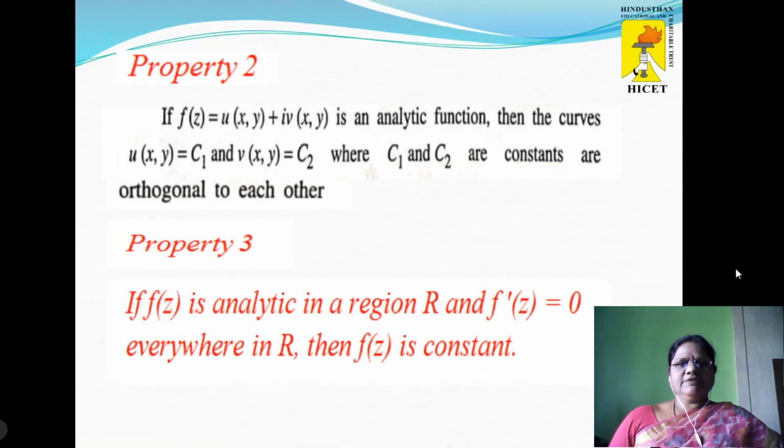Property 2. If f of z equal to u of x comma y plus i into v of x comma y is an analytic function, then the curves u of xy equal to c1 and v of xy equal to c2, where c1 and c2 are constants, are orthogonal to each other. That is, the product of the slopes must be equal to -1. Property 3. If f of z is analytic in a region R and f dash of z equal to 0 everywhere in R, then f of z is a constant function.